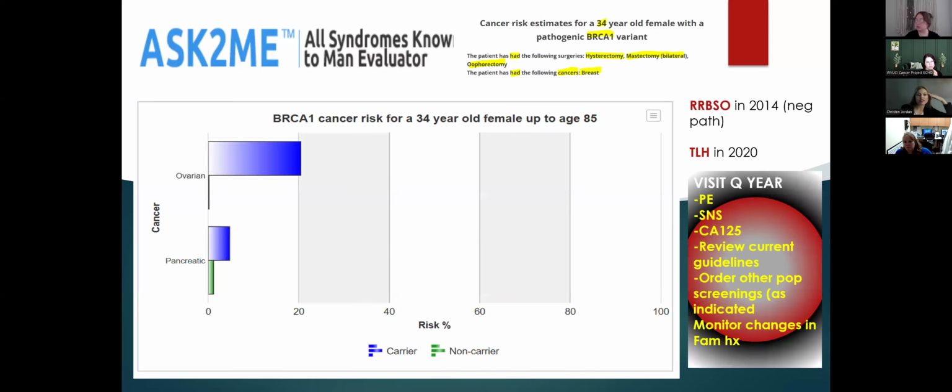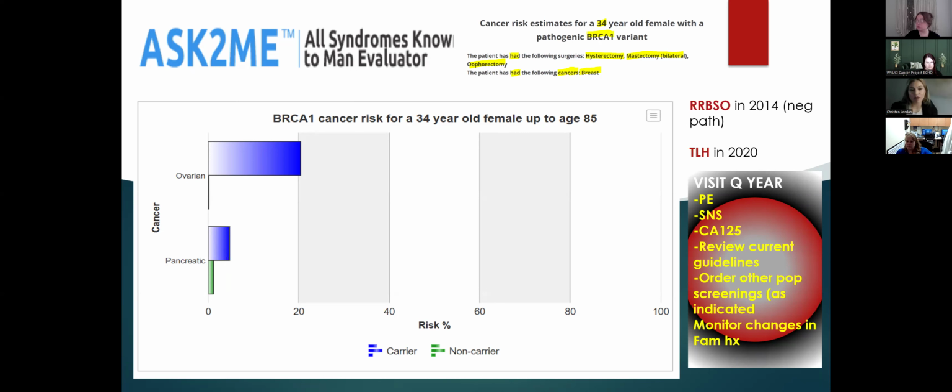And then this here is a tool. Everything has its pluses and minuses, but it's called Ask2Me, for all syndromes known to man. And what's interesting is when you calculate out her risk, this is again a 34-year-old woman who has had a history of breast cancer, who's had bilateral mastectomies. It takes into account that she's had a risk-reducing BSO. And essentially, her remaining lifetime risk is still over 20%, and that's, of course, up to age 85.